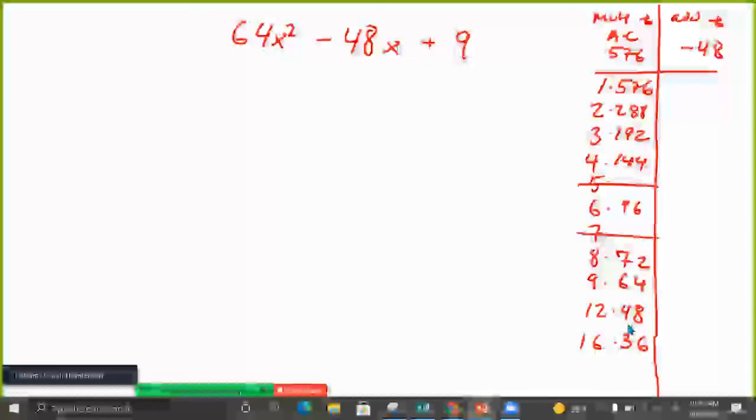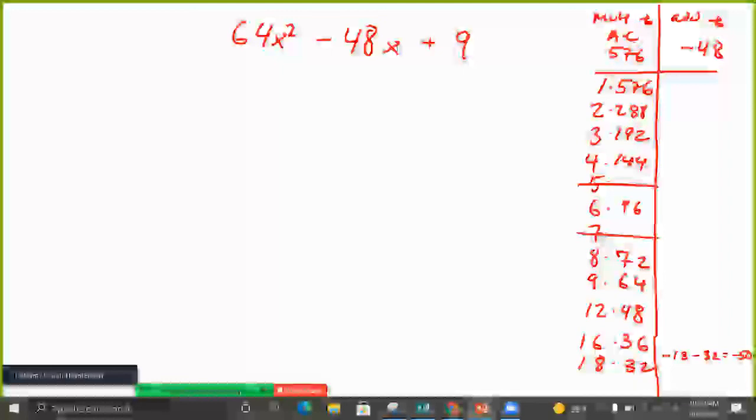576 divided by 18. 18 worked. 18 and 32. It's closer. The sum of those is 50. So if I was testing this out, -18 minus 32 comes to -50, and see how close that is to -48? So that means we're on the right track here. So let's try the next one.